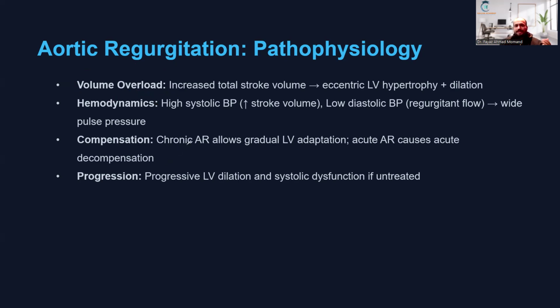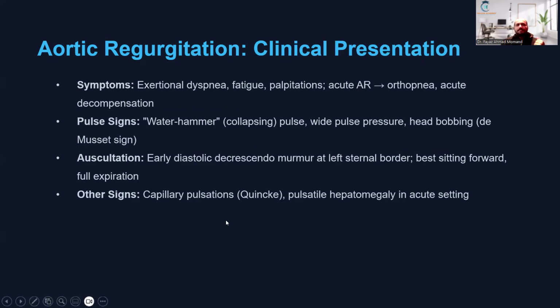Compensation in aortic regurgitation allows the left ventricle to adapt gradually, but if the aortic valve acutely becomes regurgitant, it causes acute decompensation, presenting with pulmonary edema. Now, it progresses over time if it's not managed. So the left ventricle gets dilated and it can cause systolic dysfunction or heart failure with reduced ejection fraction. All right, let's move on to the next page.